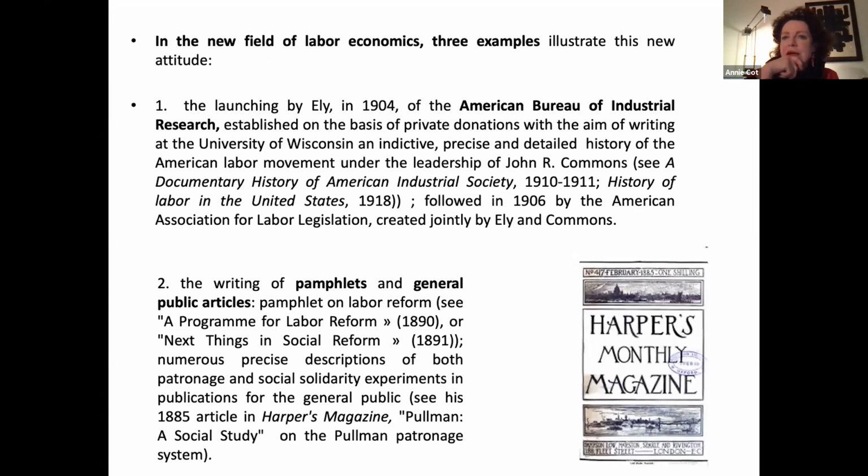Three illustrations, three examples in the field of labor economics. First, the launching of the Bureau of Industrial Research, which is well known. Second, the writing of pamphlets and articles in the general press, which again did not exist; most American economists wrote for academic journals. After the harsh strike at Pullman, he goes to Pullman, makes a study on the basis of the German historical school methodology, and publishes an article in Harper's Magazine criticizing the Pullman system of paternalistic patronage.